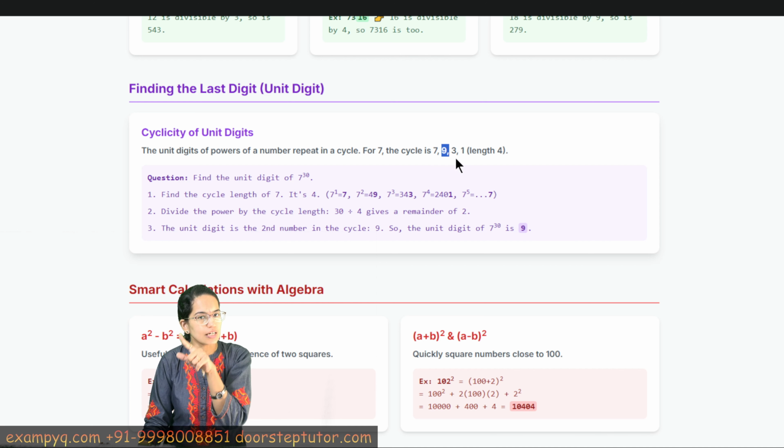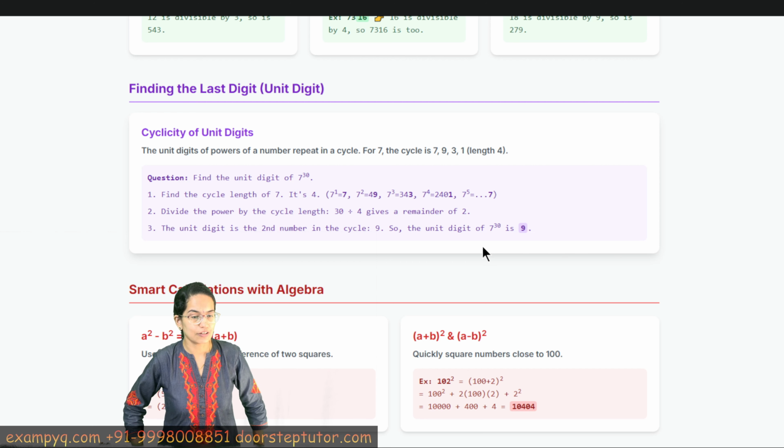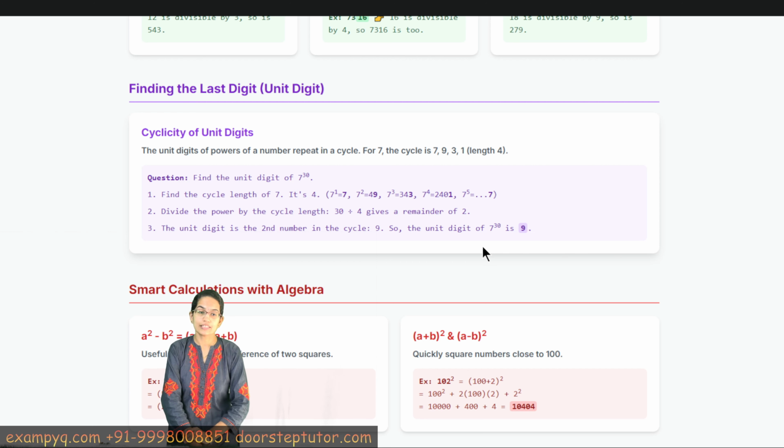If it was the third number in the sequence, it would be 3. If it was the fourth number in the sequence, it would be 1, because my order that you can see here is 7, 9, 3, 1, and this pattern would keep on repeating. It would be 7, 9, 3, 1, 7, 9, 3, 1, and that is what is called cyclicity of the digits. So a very interesting concept.